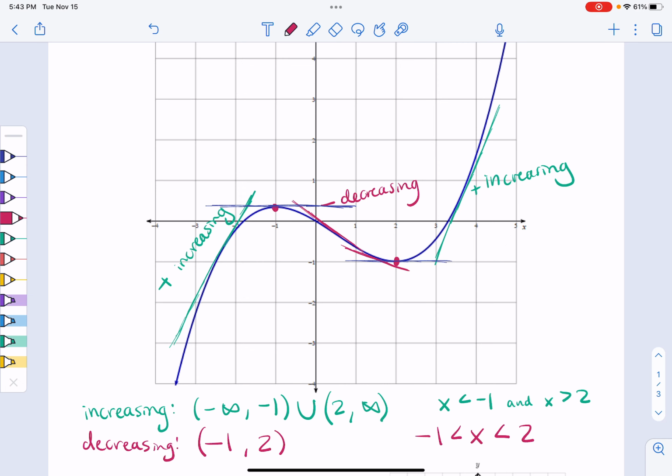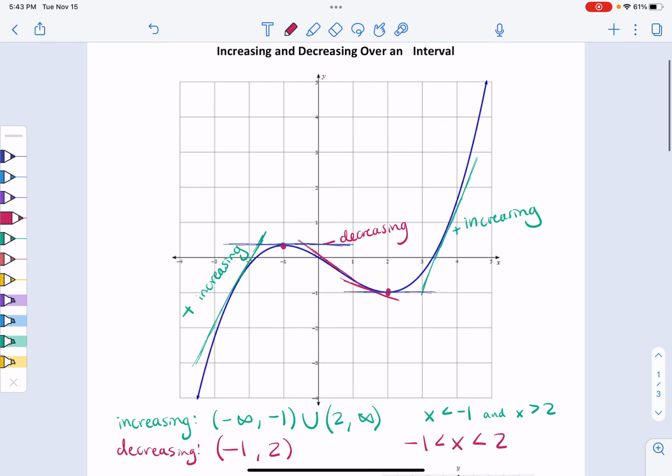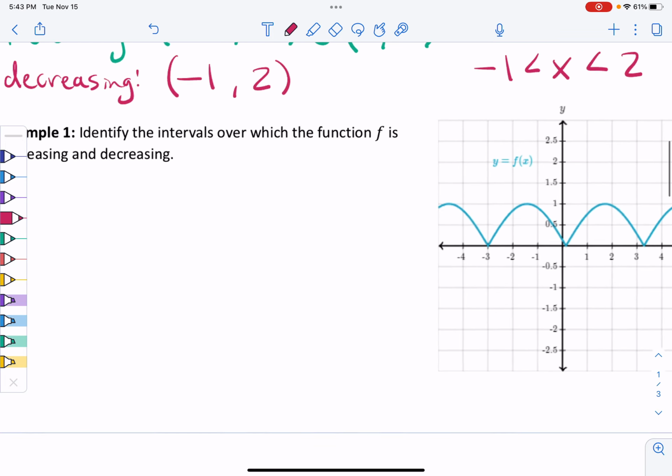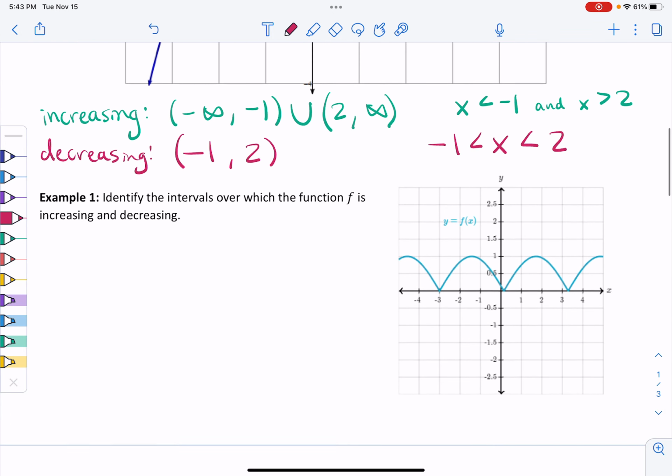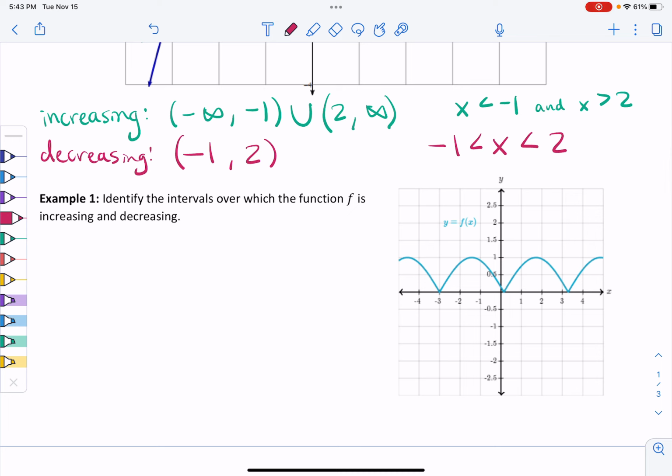All right. So hopefully that's a good introduction to increasing and decreasing over an interval. Let's go ahead and try out some examples. So example 1 is asking us to identify the intervals over which the function f is increasing and decreasing. This is our function f over here. It's a weird one. We want to see when it is increasing and when it is decreasing.